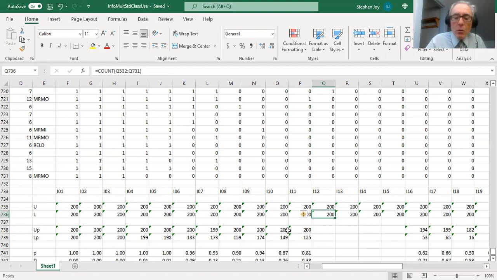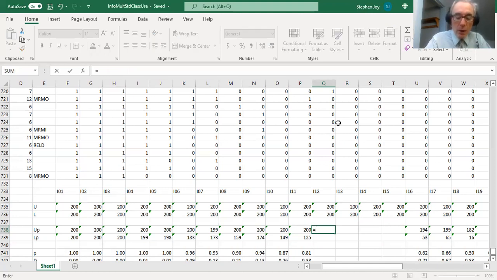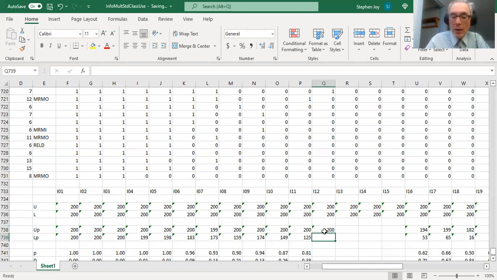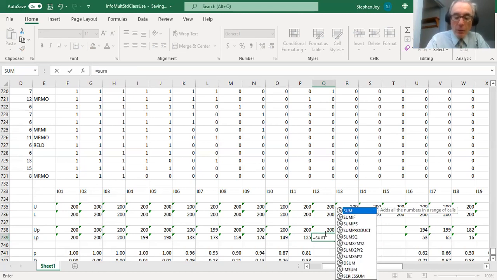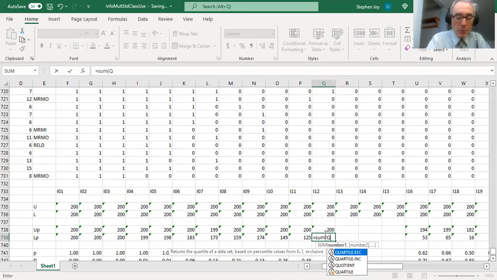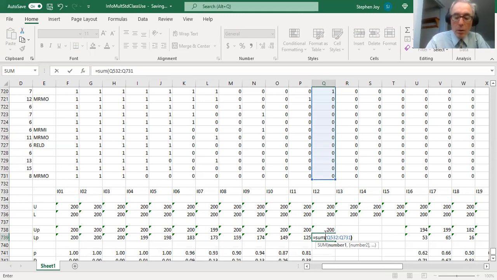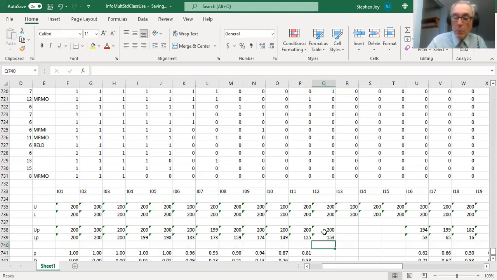Now, to get UP, since it's 1 or 0, and 1 means the right answer, all I need to do is say the sum of Q2 through Q201, and it happens they all got it right. And for the LP value, all I need to do is to get the sum, add up Q532 to Q731, boom, and it's 153.